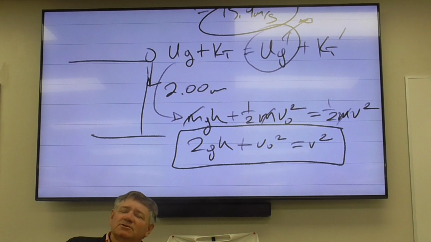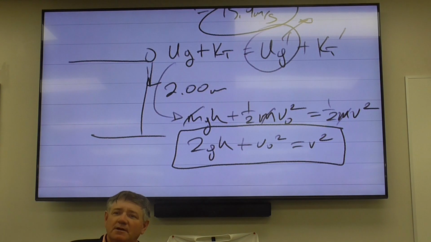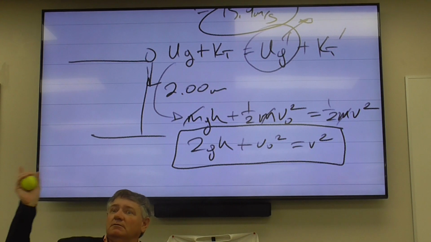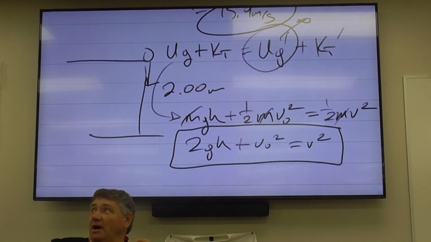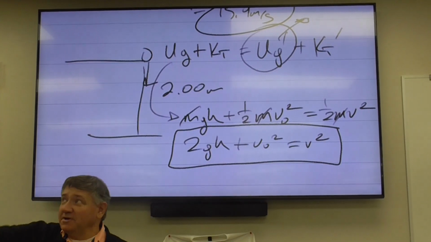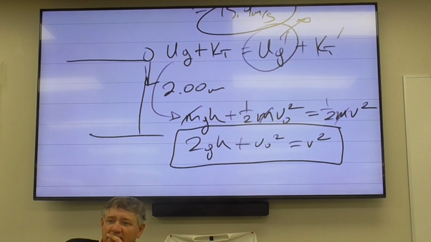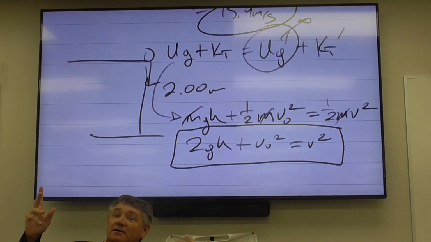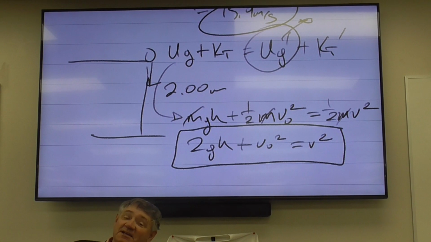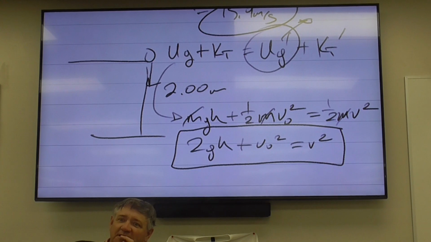Is kinetic energy a scalar quantity or a vector quantity? Scalar. Same amount of energy. So the direction that I throw the ball does not matter. Direction that I throw it: I could throw it down, I could throw it up. I could throw it at a 45-degree angle. When it lands, it's still going to have the same amount of kinetic energy. And kinetic energy is a scalar quantity.